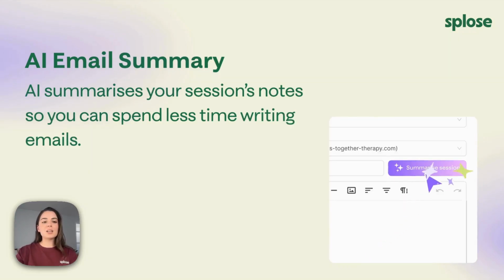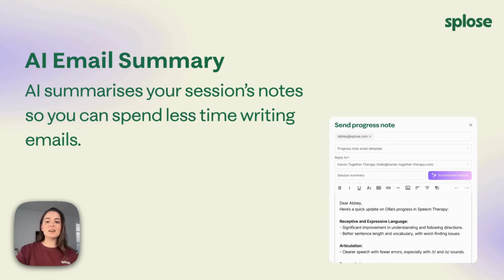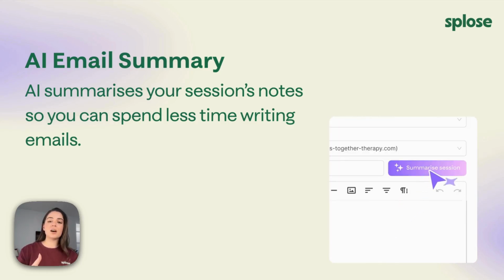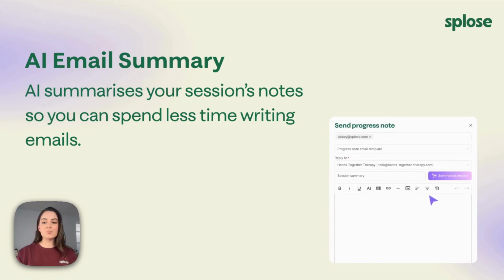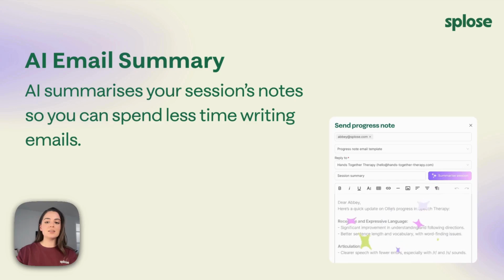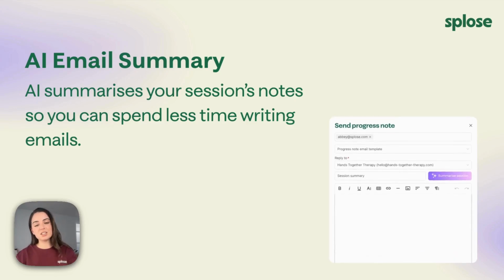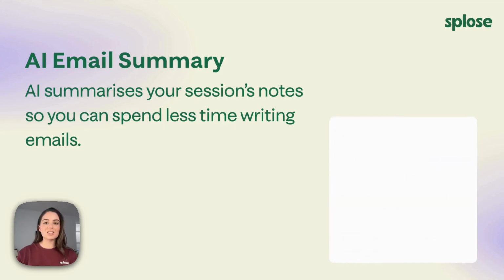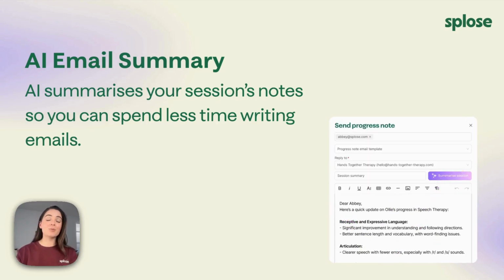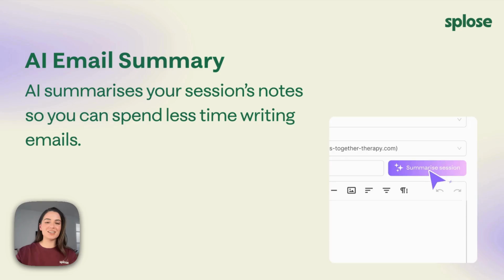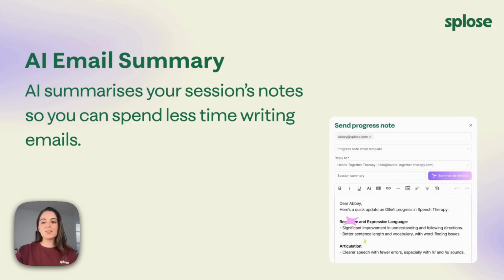The next feature I'll spotlight is our email summarize feature. This happens once you've finalized the progress note and you're getting ready to send it off anywhere. We have a summarize session button, and it is an AI tool which essentially summarizes the note that you've just written. So it's less time actually just writing emails. Who wants to write emails? So the button is there for AI to help you write the email copy so you can just get it sent off as fast as possible.